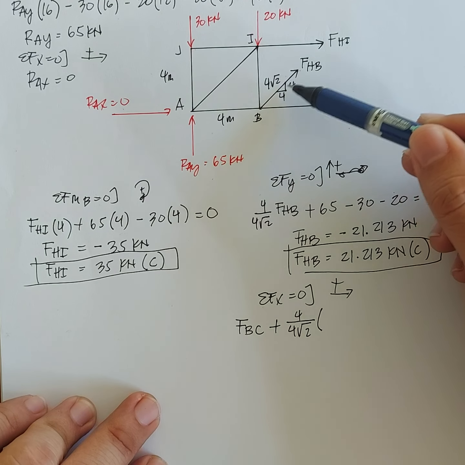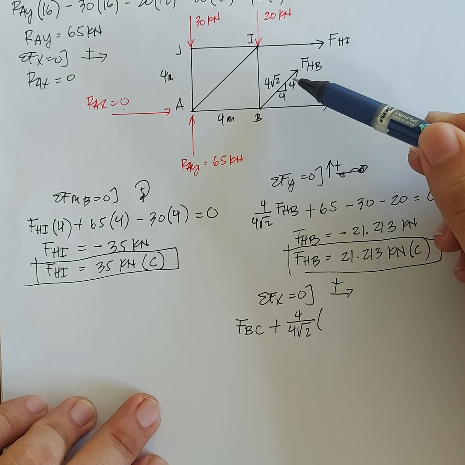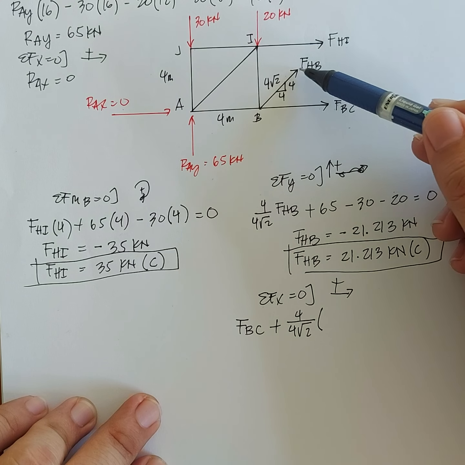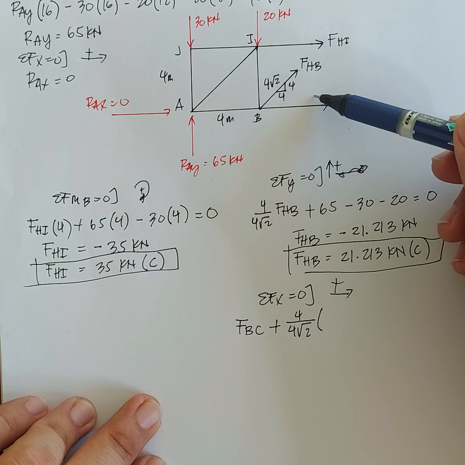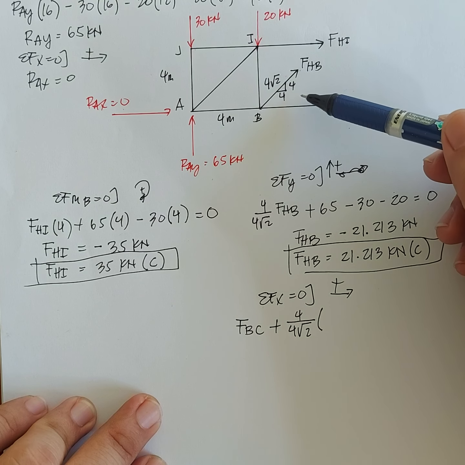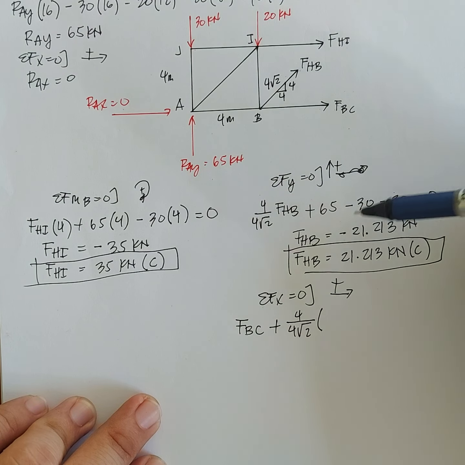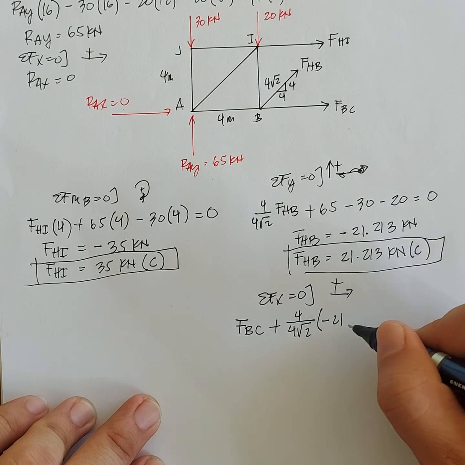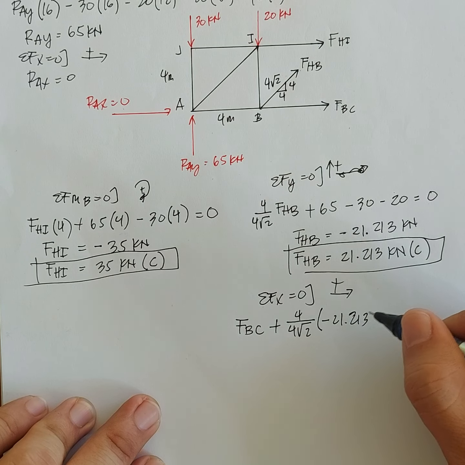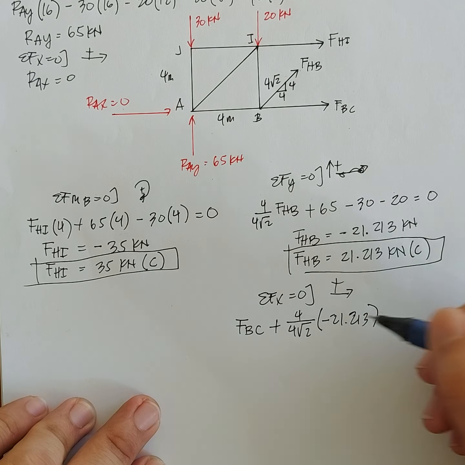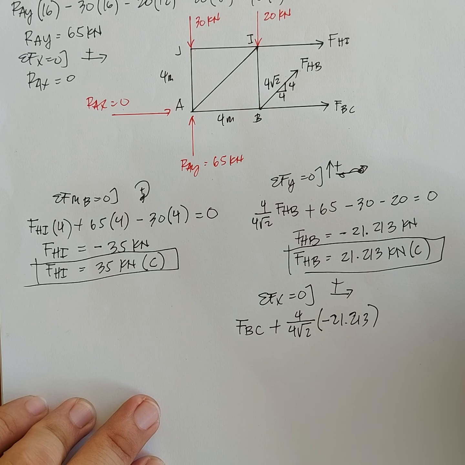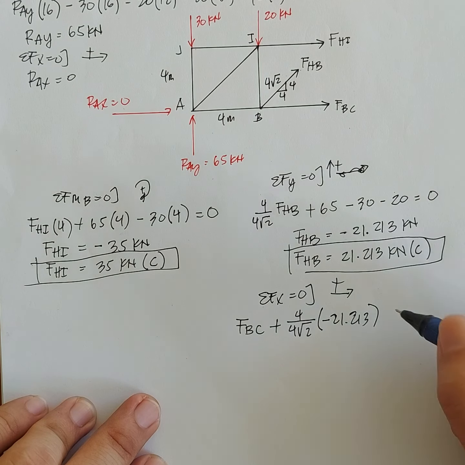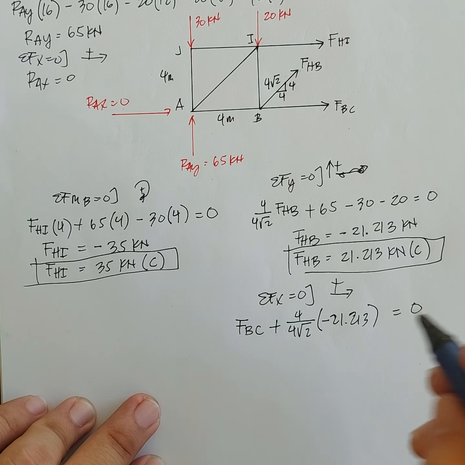But if you're going to follow, again, parang beses ko nang sinabi ito, no? If you're going to follow this direction, which means FHB is directed to the right. No, FHB X is directed to the right. You have to include itong sign natin. Okay, na negative 21.213. Okay. Ayan. Other horizontal forces, RAX is 0, so hindi ilagay sa equation yan. That's it, equals 0.